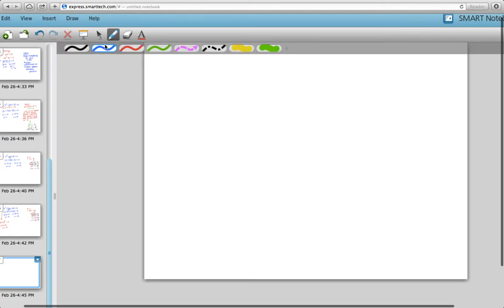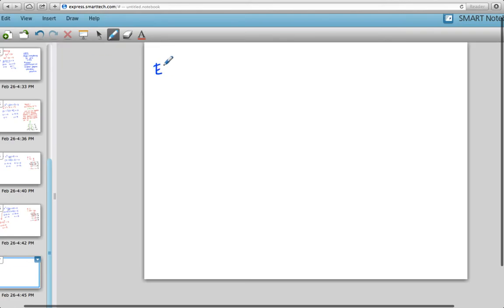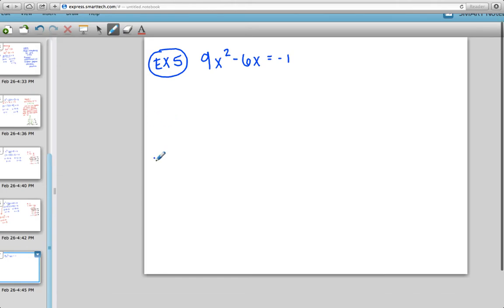All right, looking at another problem. 9x squared minus 6x equals negative 1. I want you to look at this problem and compare it to example 1 through 4. And I want you to pause the video and generally look at this problem. What do you notice is different? Take a look at that.